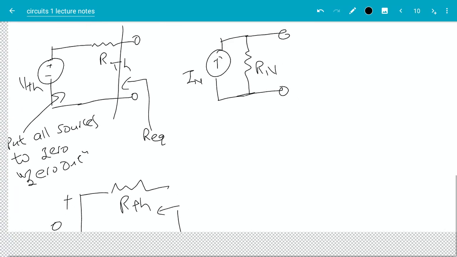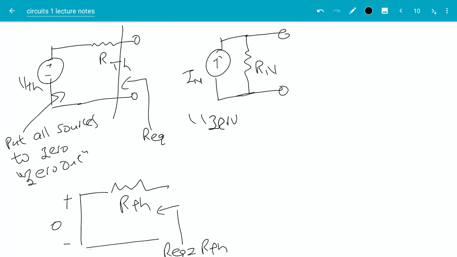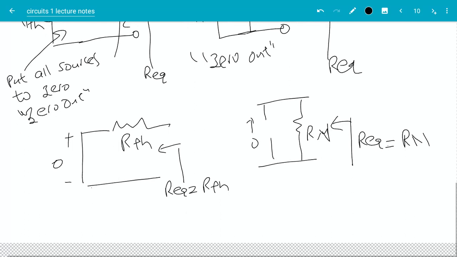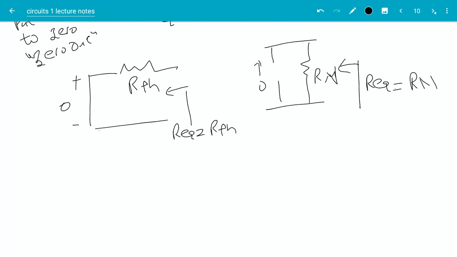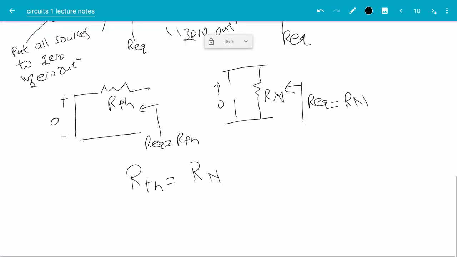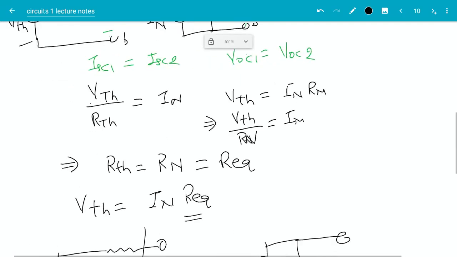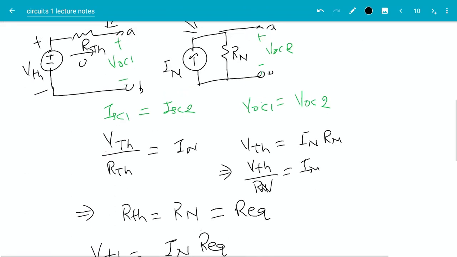Now, if these two circuits behave exactly the same way, if we zero out all sources in here and then look at R equivalent, we should get the same thing. If you zero out all the sources, then the current source will be open, because the current here is 0, and you have RN. Looking in, the R equivalent will be equal to RN. So again, if these two circuits are the same, then the equivalent resistance should be the same, and you get RTH equal to RN. That's the equivalent resistance. So we just saw two different ways to see that the resistor in the Thevenin equivalent will be the same as the resistor in the Norton equivalent.